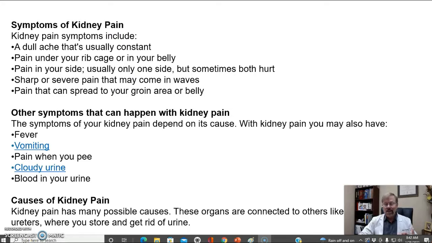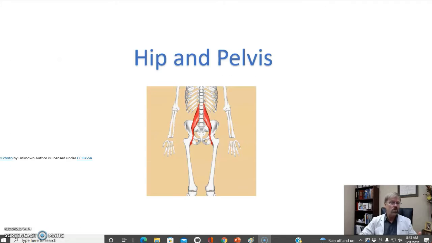Now, they might include more serious symptoms like a fever, vomiting, pain when you urinate, frequent urination, or cloudy urine, or blood in your urine.